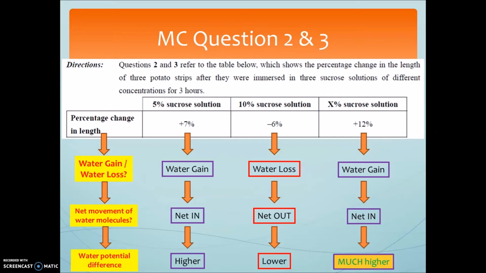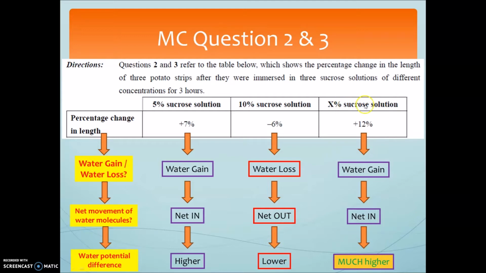So for the 5% sucrose solution, the water potential of this solution is higher than that of the cytoplasm of potato cells. And for the 10% sucrose solution, because it's losing water, in this case the potato cells are losing water. So the water potential should be lower than that of the potato cells. Okay?